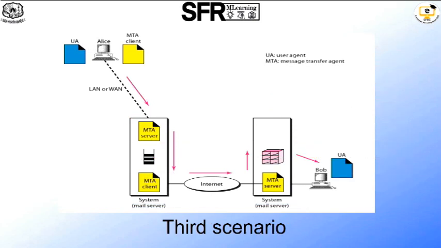Next, the third scenario. Here the diagram represents the recipient, as in the second scenario, directly connected to the system. The sender is connected to the system via a point-to-point wide area network such as a dial-up modem or cable modem. The sender still needs a UA, the user agent, to prepare the message. Then, through the MTA, that is the mail transfer agent, the message is sent through the LAN or WAN.